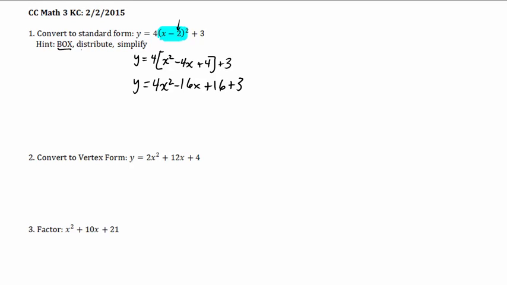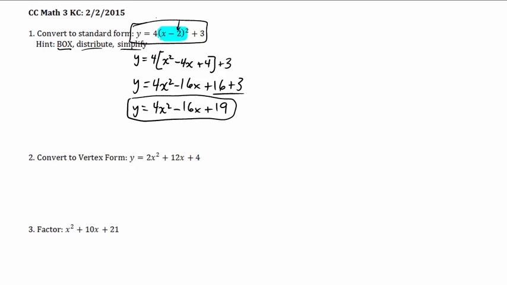Okay, your last little bit, so I said box, distribute, simplify. Now we're on the simplify part. y equals 4x squared minus 16x. Okay, this is the only thing that simplifies. 16 plus 3, add it up, 19. This is standard form. It's the same exact equation as vertex form. Okay, the point of standard form, though, is a couple of ways that we'll find that it's a little easier to figure it out.